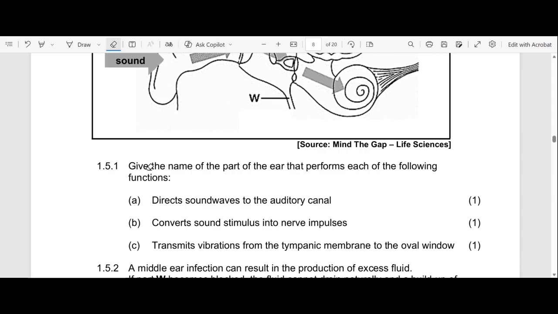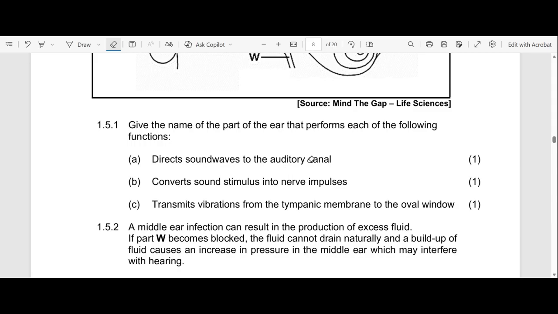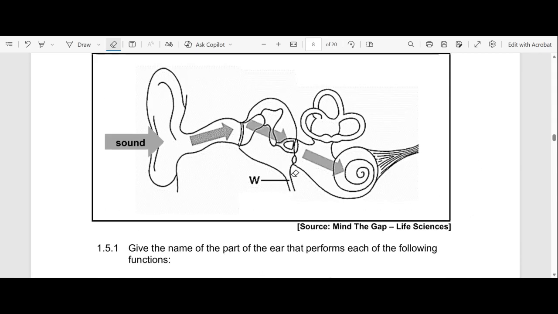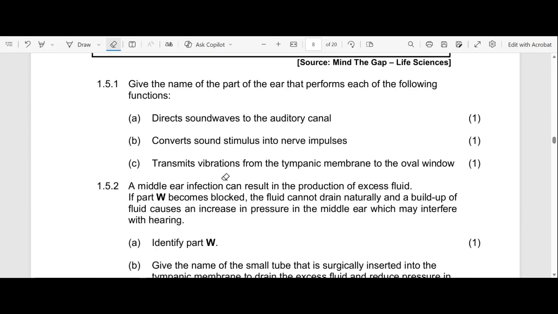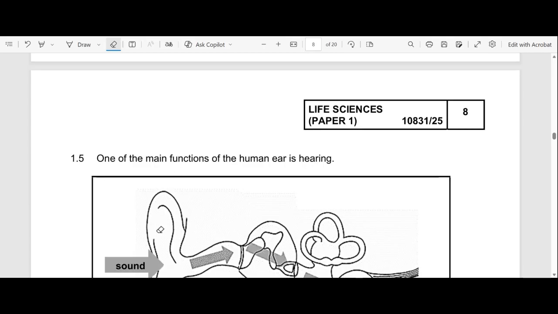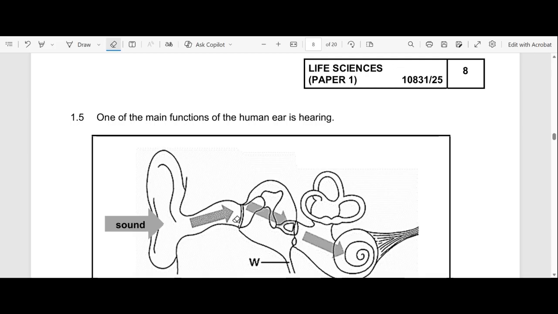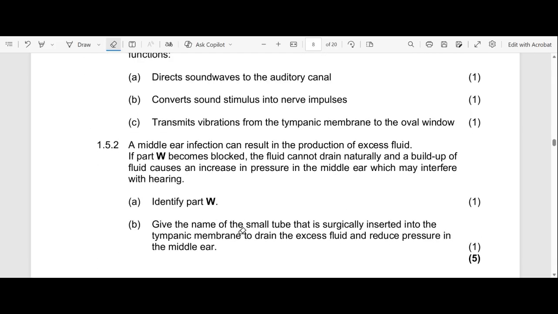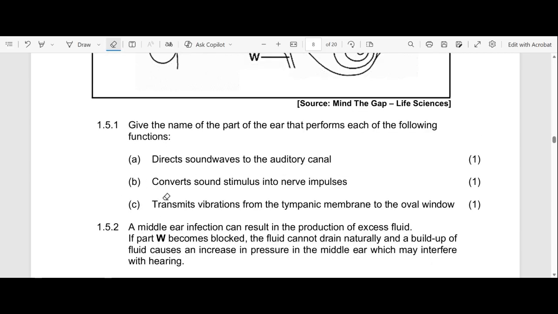1.5.1. Give the name of the part of the ear that performs each of the following functions. A. Directs sound waves to the auditory canal. So our answer is the pinna. This is the pinna, and it directs sound waves to the auditory canal. Let's go to B.